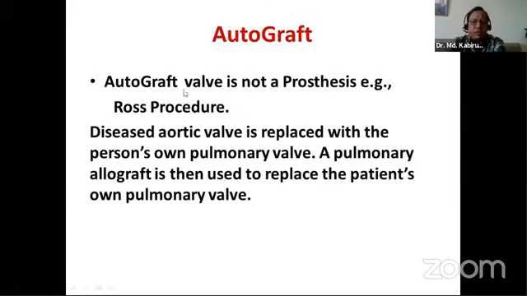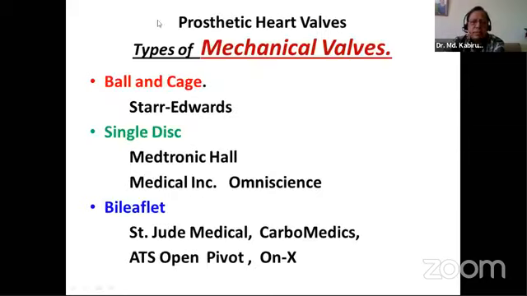Regarding autograft, actually an autograft is not a prosthesis. For example, in the Ross procedure, the pulmonary valve is implanted in the aortic position. That is the native valve in the same person. So these are the types of mechanical valves: ball and cage, single disc, bileaflet. These are first generation, second generation, and third generation valves.